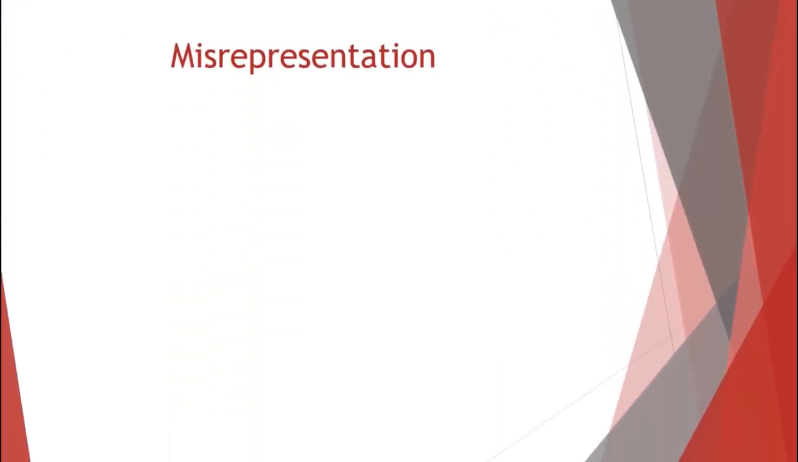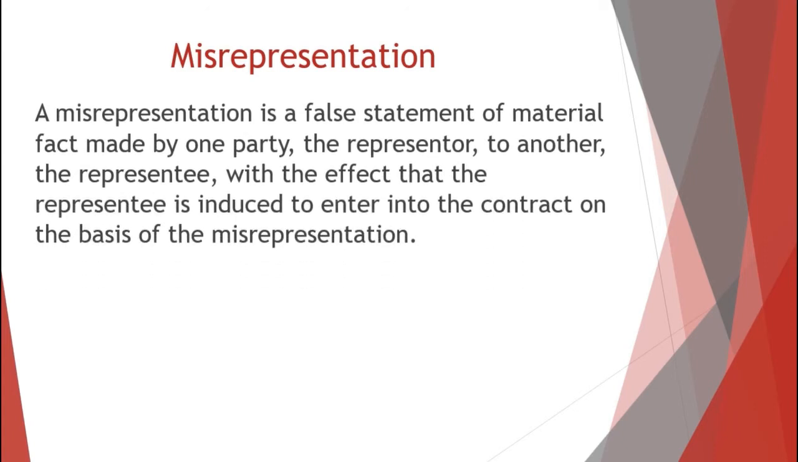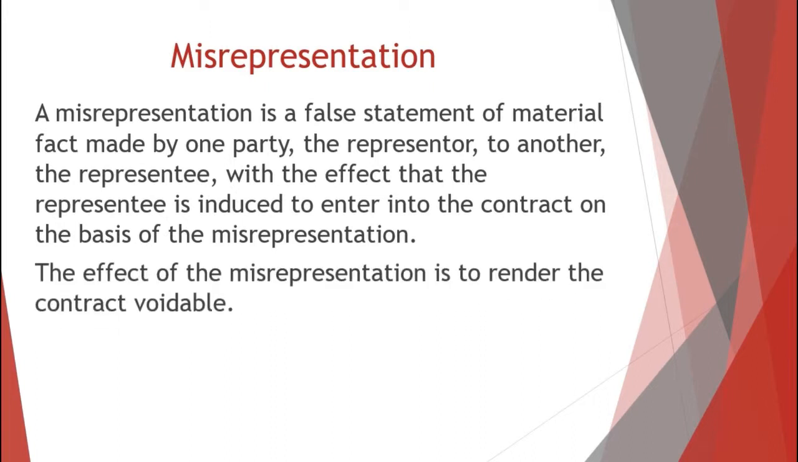Misrepresentation. A misrepresentation is a false statement of material fact made by one party, the representor, to another, the representee, with the effect that the representee is induced to enter into the contract on the basis of the misrepresentation. The effect of the misrepresentation is to render the contract voidable, a remedy whereby the representee is entitled to rescind the contract and claim damages. Alternatively, the representee may affirm the contract and claim damages only.